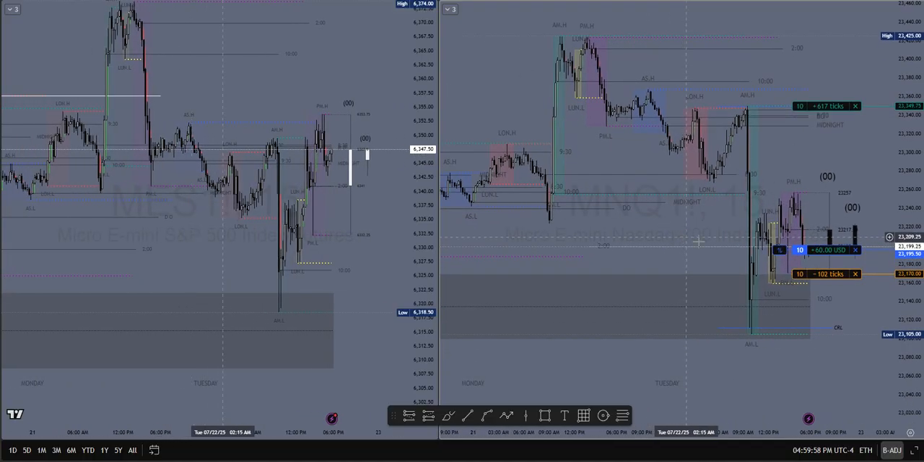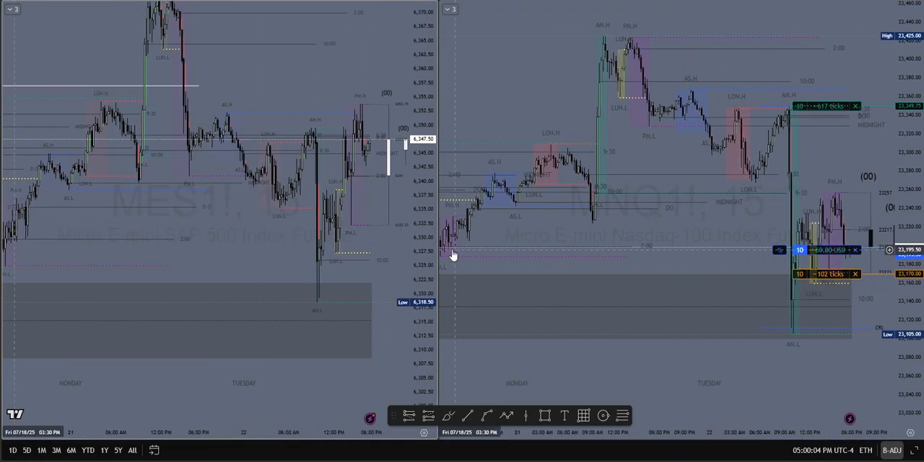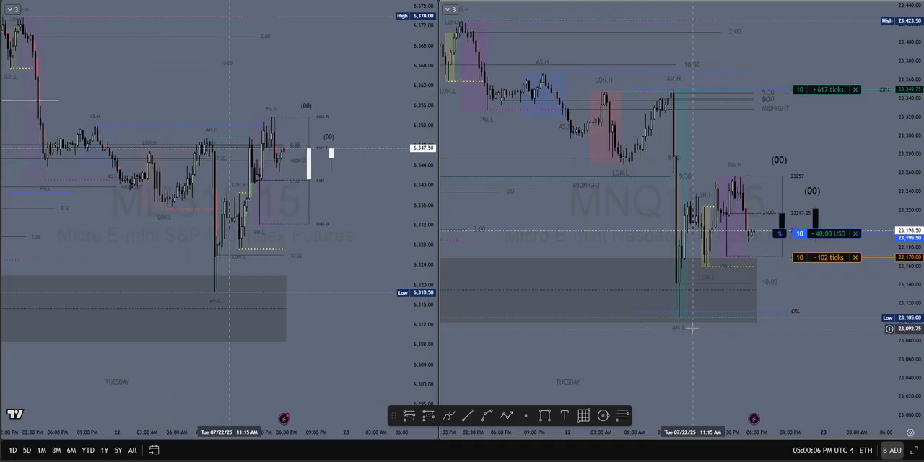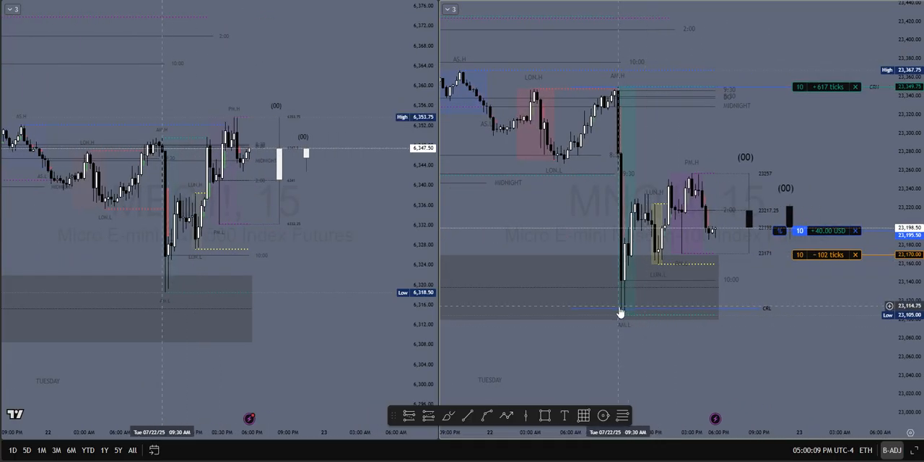Trying to think what else. So I'm just gonna move on from this entire thing right here and see what else I can show you guys. Funny thing is, going back, I had an entry level right here at the CE point of this daily. I ended up getting stopped out from this wick right here.